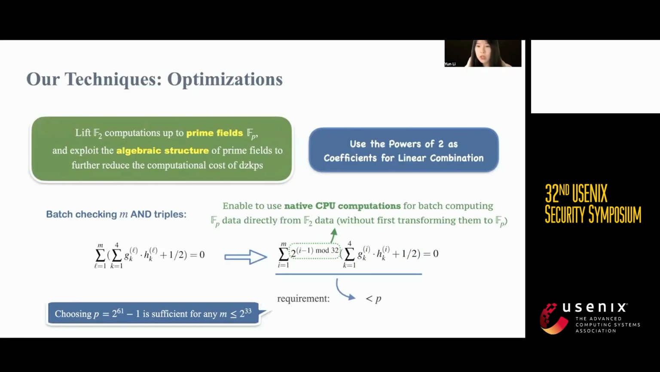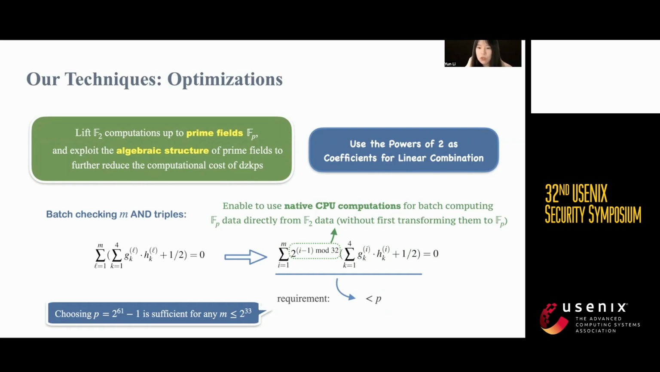Actually, here we can further improve our efficiency. Now we show one of our key optimizations. As said before, we don't need random linear combinations for batch verification. However, we found that if we use specific coefficients for the linear combination, we can achieve further speedup. More specifically, we can choose the powers of 2 as coefficients for the linear combination. This enables us to use native CPU computations for batch computing prime field data directly from the binary data. It can greatly reduce the computational cost.